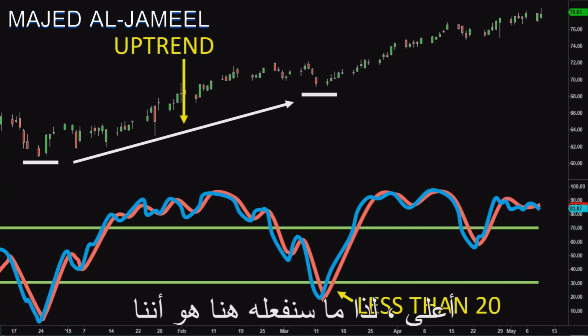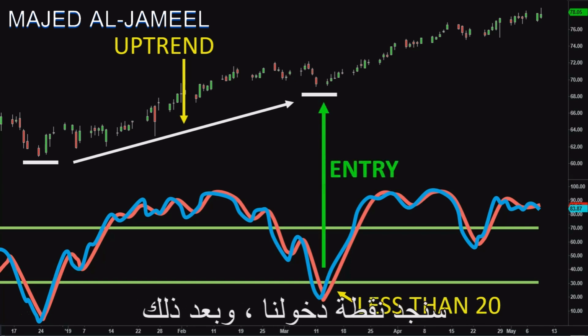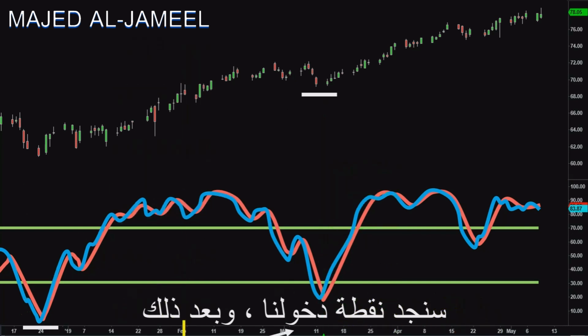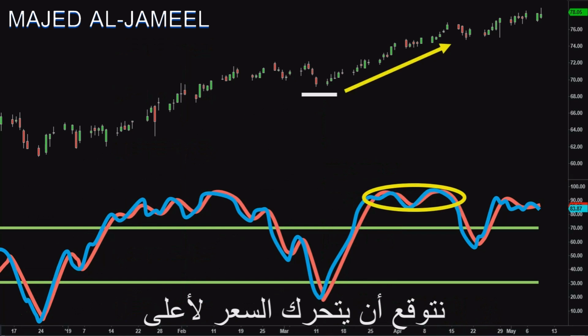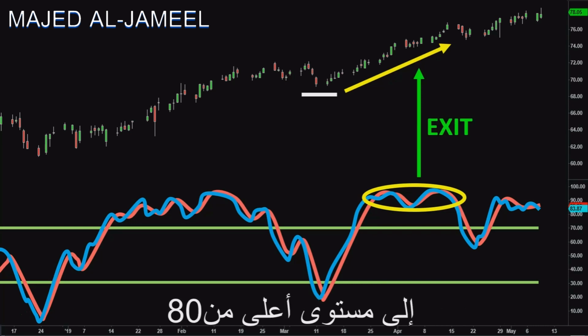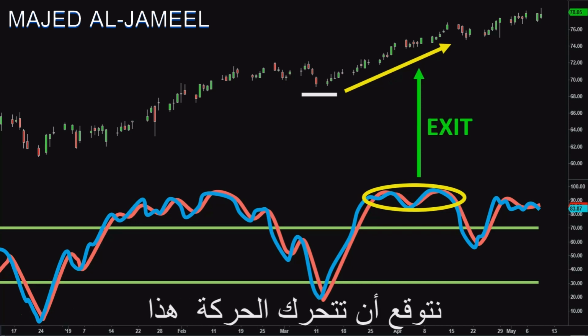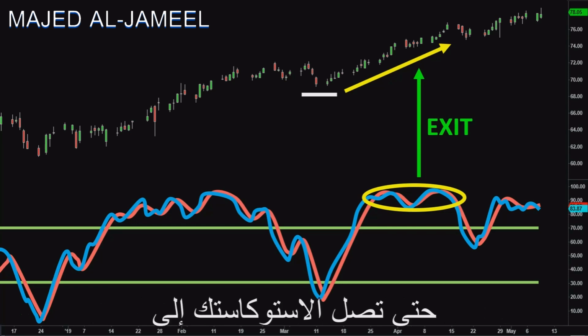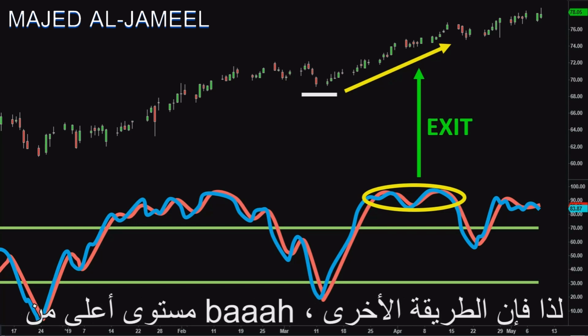So what we would do here is we would find our entry, and next we would expect the price to move up. And we would exit only when the stochastic arrived back at a level that was above 80. We would expect the move to continue, that is, until the stochastic got to a level that is overbought.